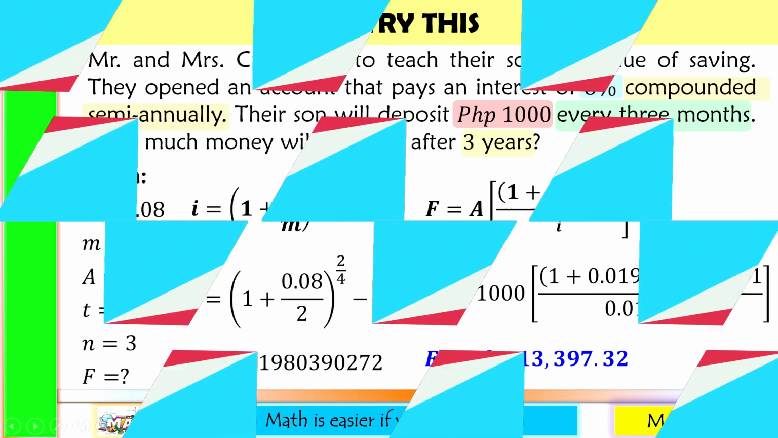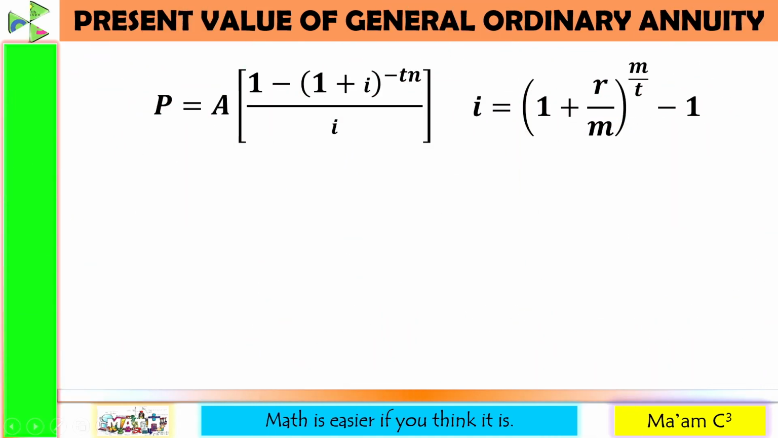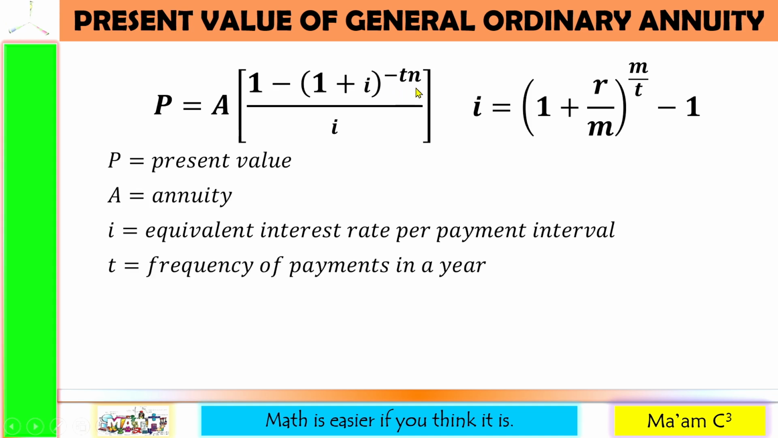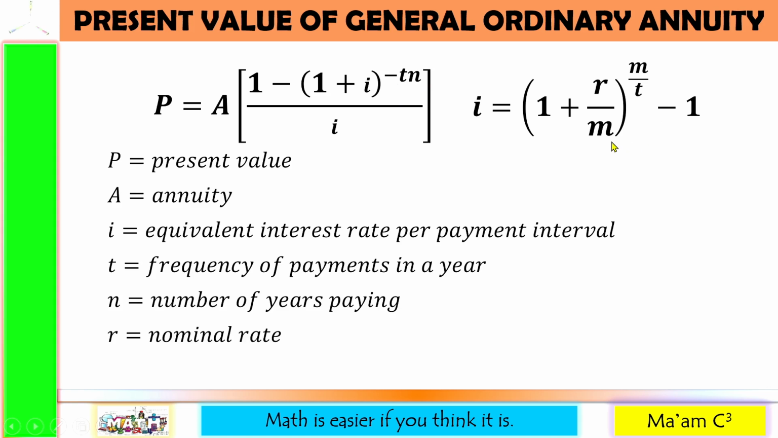Now let us discuss the present value of general ordinary annuity. Here is the formula, and once again, here is the formula for computing I. P is the present value, A is the annuity, I is the equivalent interest rate per payment interval, T is the frequency of payments in a year, and N is the term of the annuity or number of years paying. And then R here is the nominal rate, and M is the number of conversions per year.